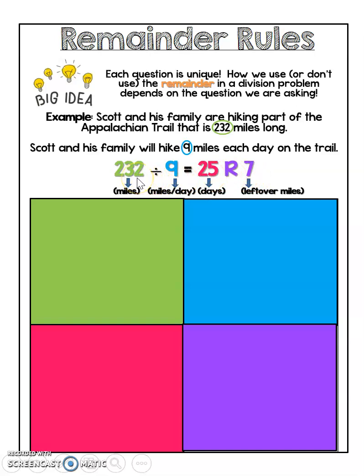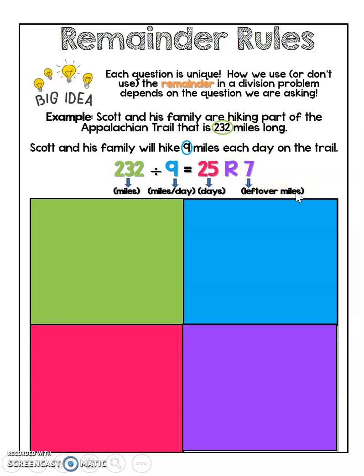Now, since I split these 232 miles into groups of 9 miles each day, that means I have 25 equal groups of 9 miles. Those 25 equal groups represent 25 days that Scott and his family hiked exactly 9 miles. Finally, the remainder of 7 means that there are 7 leftover miles in order to finish the trail. Your remainder is always going to be the same unit as your dividend. So that's how I knew that that remainder of 7 was 7 leftover miles.